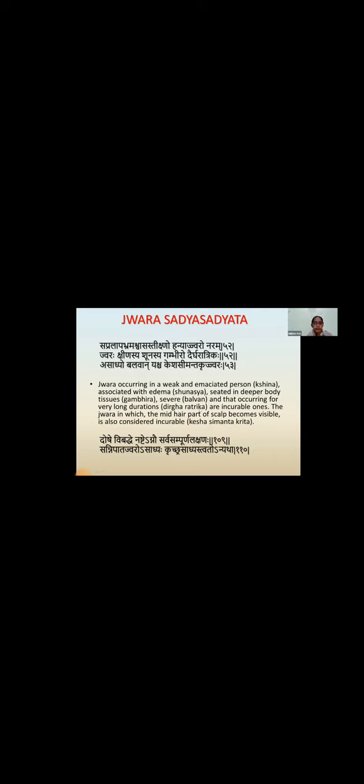Dosha Vibhatte Nashte Agno Sarva Sampurna Lakshanaha Sanipata Jwaro Asadhyaha Krichra Sadhyatvato. This quotation tells regarding the Sanipata Jwara when it becomes Asadhya. Always we know Sanipata Jwara is Krichra Sadhya, but still with these symptoms like Dosha Vibhadde, when the doshas are totally obstructed, and Naste Agno, there is total loss of appetite, the patient does not have any agni, and Sarva Sampurna Lakshana, there is a presentation with all the clinical features, then it is said to be Asadhya.